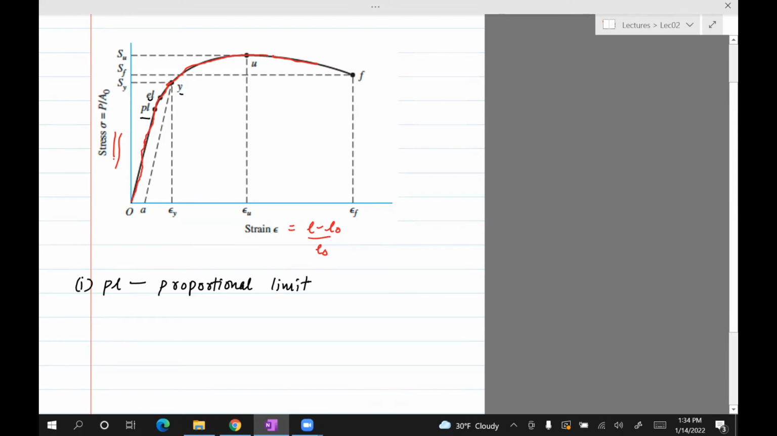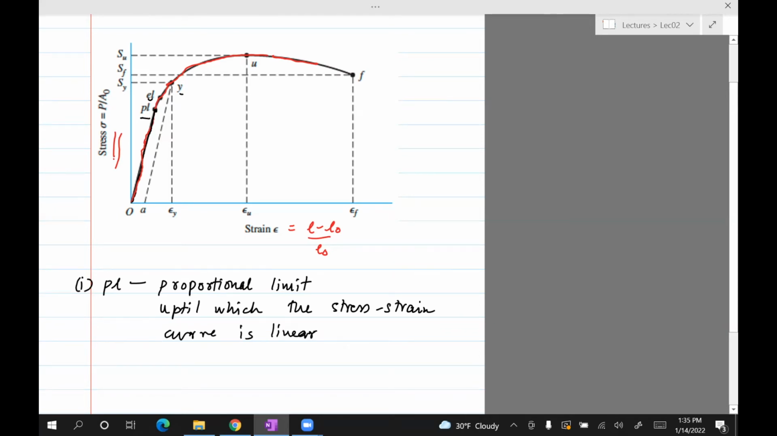Okay, so what happens is when you keep increasing the stress, the curve is almost a straight line till PL. Okay, so this is the limit up till which the stress strain curve is linear.